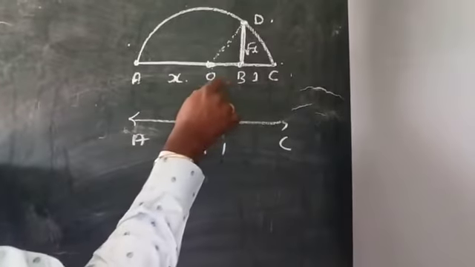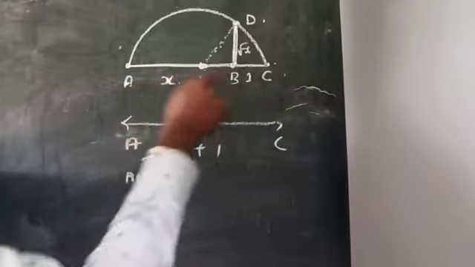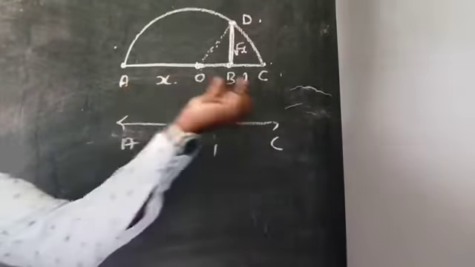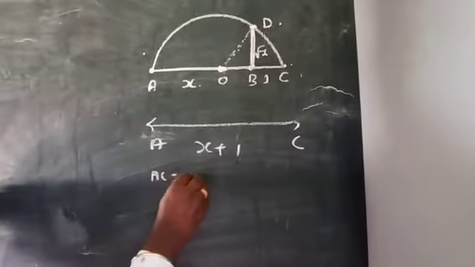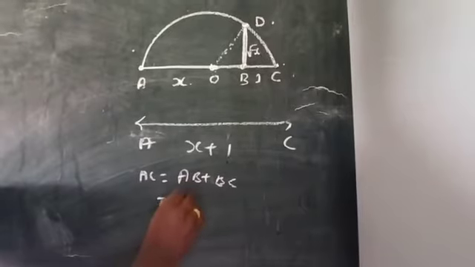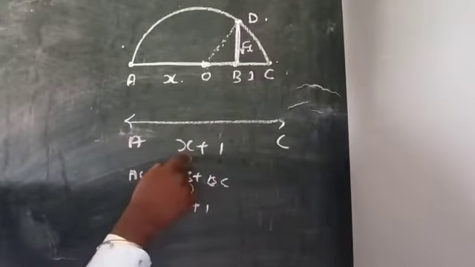How? AC is formed by the lines AB and BC. Is it right? So we can write AC as AB plus BC. AB's distance is given as x, and BC distance is 1. So the AC distance is x plus 1. Is it right?